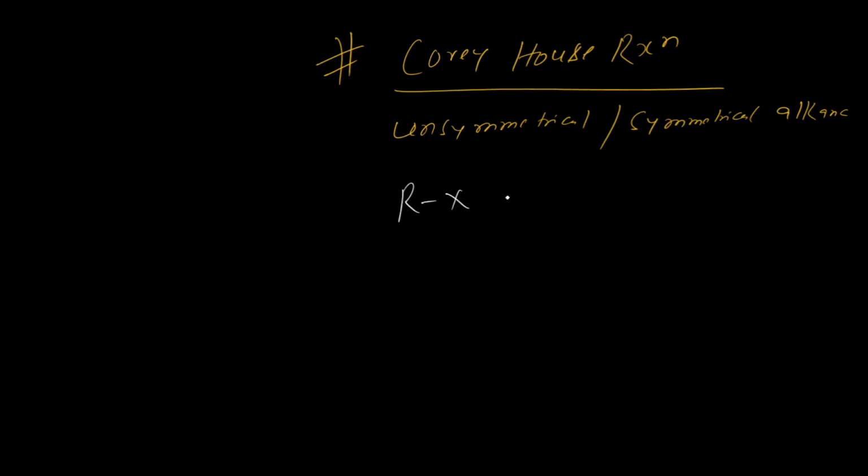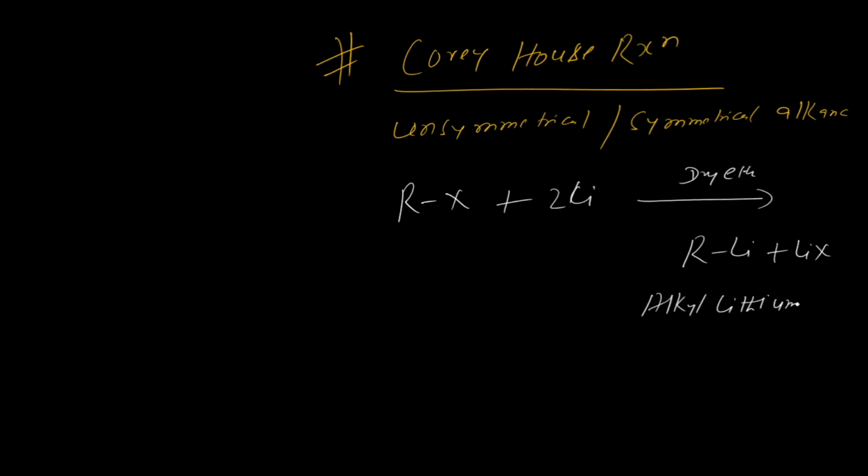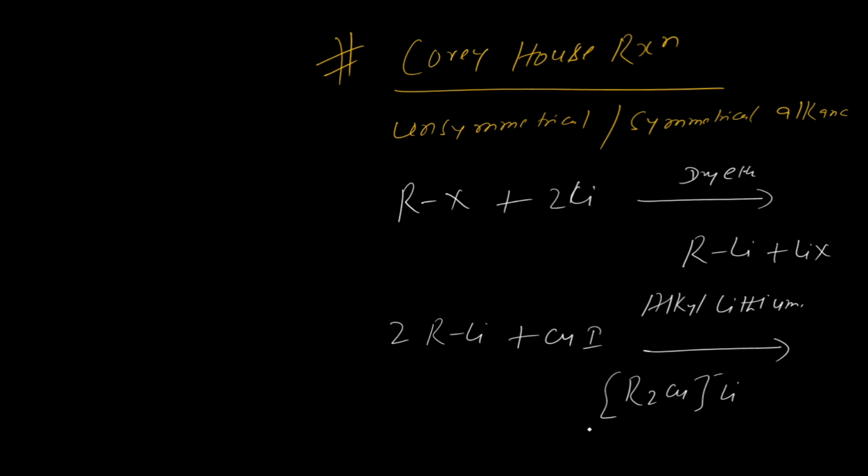First the alkyl halide reacts with lithium in presence of dry ether, so it will form alkyl lithium plus lithium halide. Two lithium, one lithium gets combined to form the halide, one remains with the alkyl. So this is your alkyl lithium. Now what will happen? This alkyl lithium will get combined with copper iodide to form dialkyl copper lithium, so this is the lithium dialkyl copper.